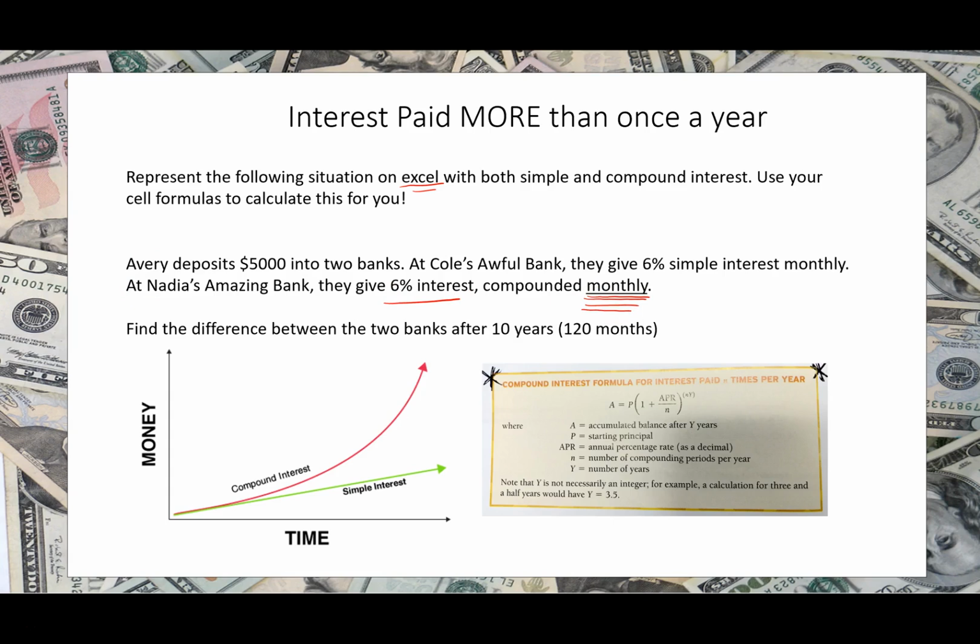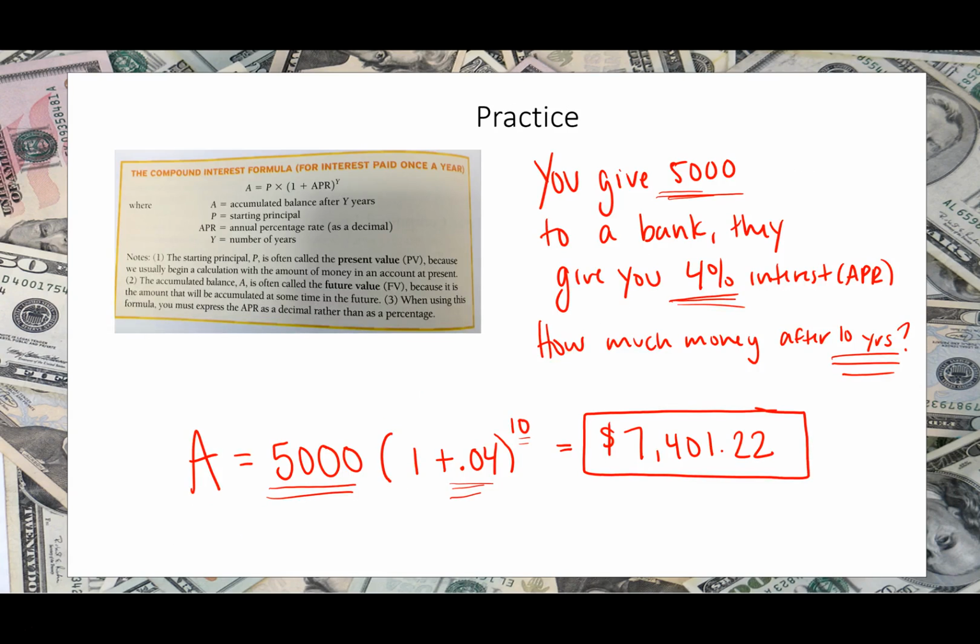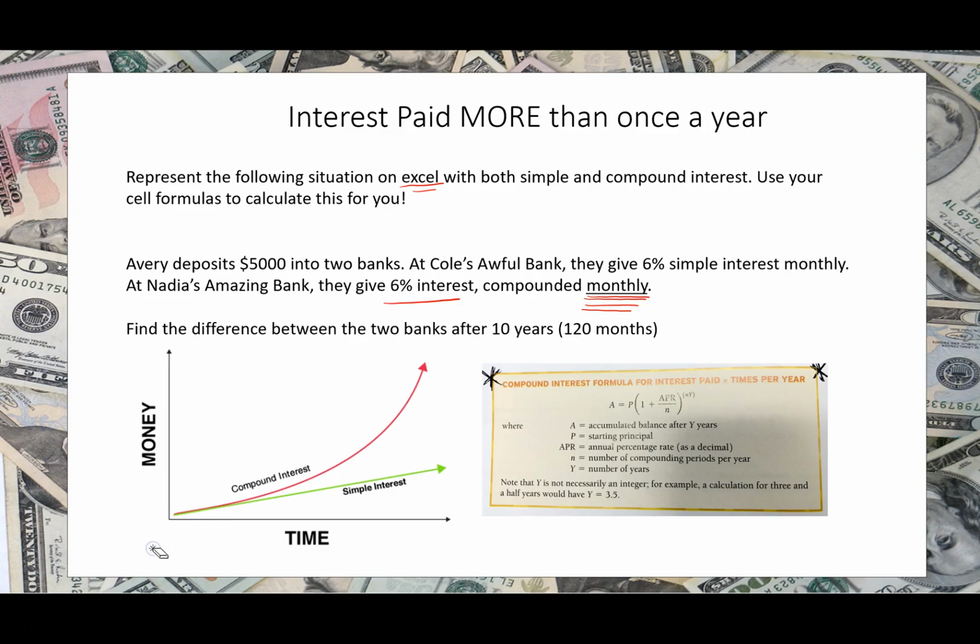You should pause for a second and say, this doesn't quite add up. This is monthly, and the formula that we had before was for APR, which is annual percentage rate. So you should say, hey, Ms. Sorensen, this is going to be a different formula. And you're totally correct. It's going to be this formula right here. And I will come back to this problem for sure, but let's make sure you get that formula down.